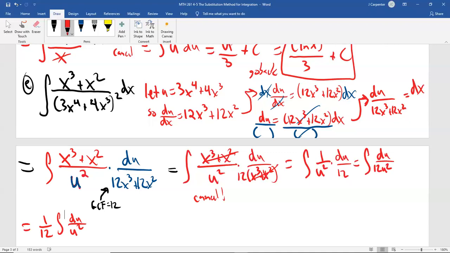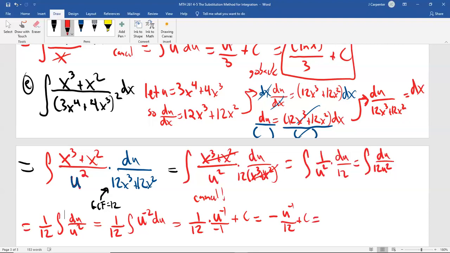Well, that u is in the bottom, so we need to bring it to the top. So this is 1 over 12 times the integral of u to the -2 du. And then we add 1 and divide by the same power to actually integrate. So this is 1/12 times u to the -1 divided by -1 plus our c. Let's just make that a -12 in the bottom. In fact, let's just pull a negative in front of the whole thing. So negative u to the -1 over 12 plus c.